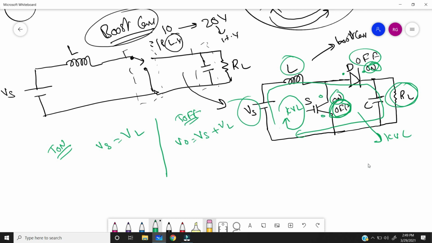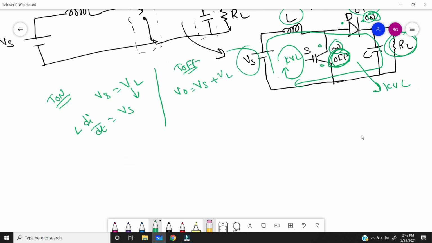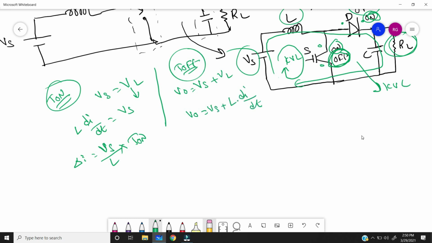Now if you take these two equations, VL is equal to L into di by dt. That is equal to Vs. Taking the change in current, di is equal to Vs by L into T on, because here I am taking the on condition. Coming to the off condition, V0 is equal to Vs plus L into di by dt. Again the change in current di is equal to V0 minus Vs by L into T off, because the switch is off.